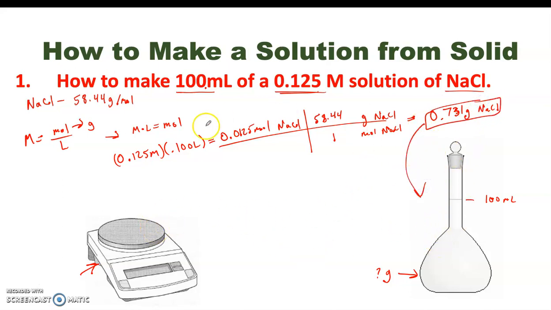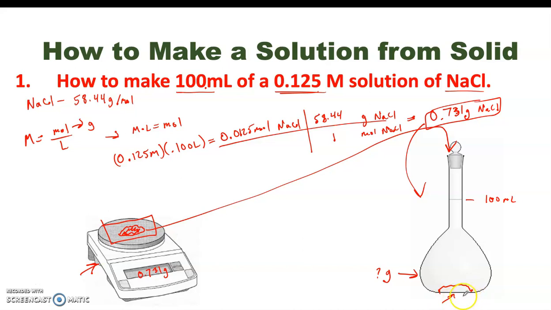So the next step, now that I got all of this information, I would go take a piece of weigh paper, stick it on the balance, zero it out. So it says 0.00 there. Then I would add a little pile of sodium chloride on there until the balance said 0.731 grams. The next step is I would take that weigh paper over to my flask and I would pour it into here. So now I've got 0.731 grams of sodium chloride on the bottom of the flask.